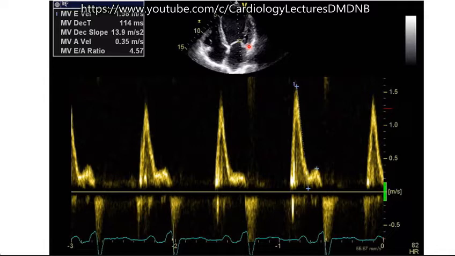And when it is below 140, you can even consider the possibility of a grade 3 or grade 4 LV diastolic dysfunction. What do you mean by grade 3? What are the features of grade 3, grade 4 diastolic dysfunction, and what is the difference between grade 3 and grade 4?